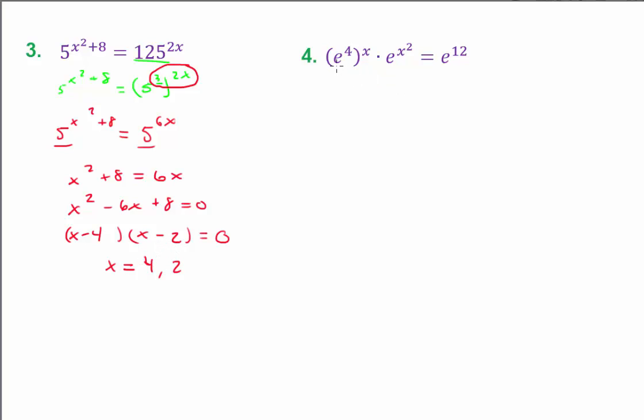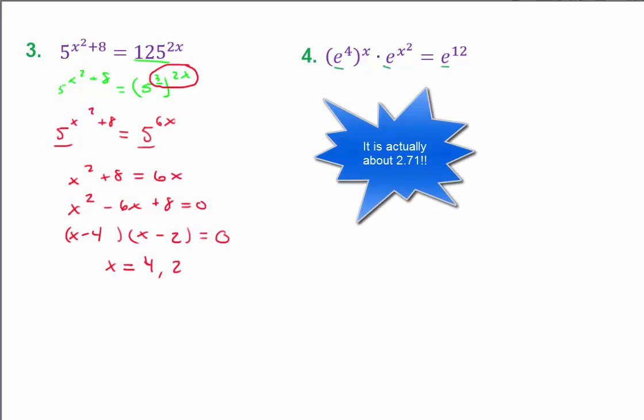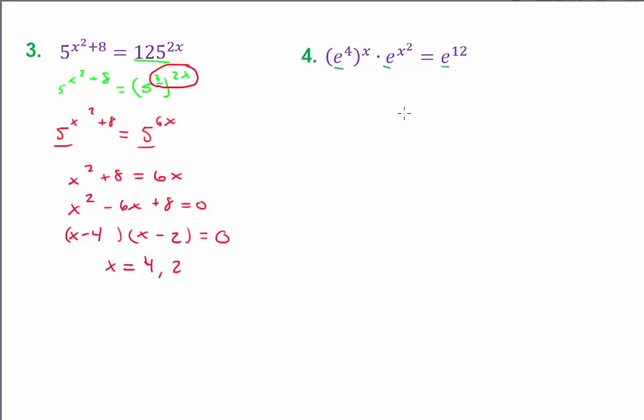With number 4, I've introduced this new variable called e, and e is similar to pi. It's an irrational number, approximately 2.17. It's non-repeating, non-terminating, and we can discuss what e means, but it's essentially similar to pi. We will treat it as a variable, however, when we are doing this problem. So we have e, and we notice we have 4 and x, and we can go ahead and multiply those to be 4 times x times e to the x squared power is equal to e to the 12th.